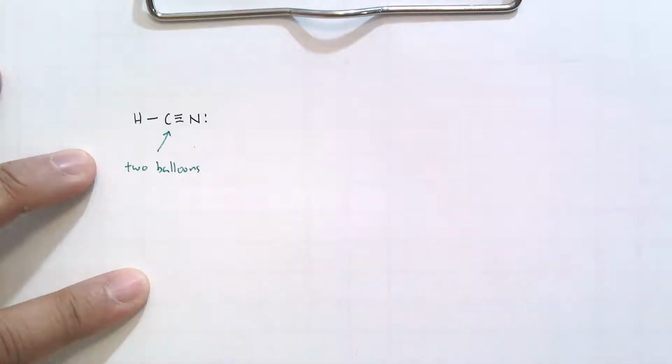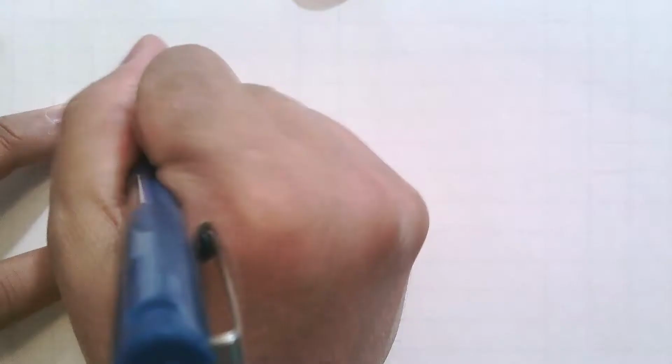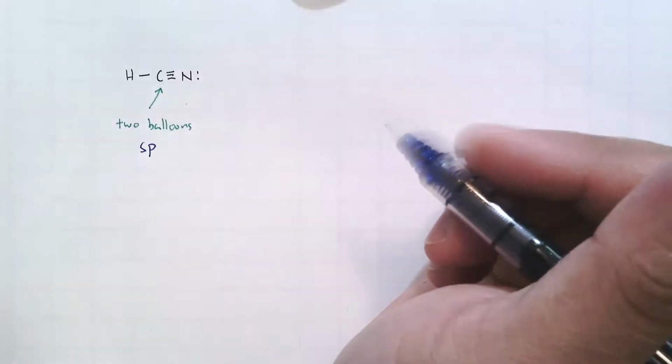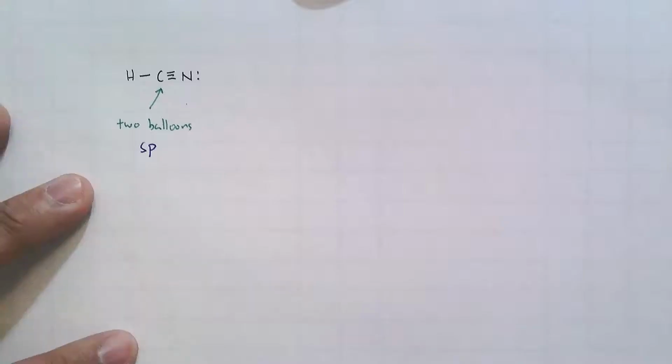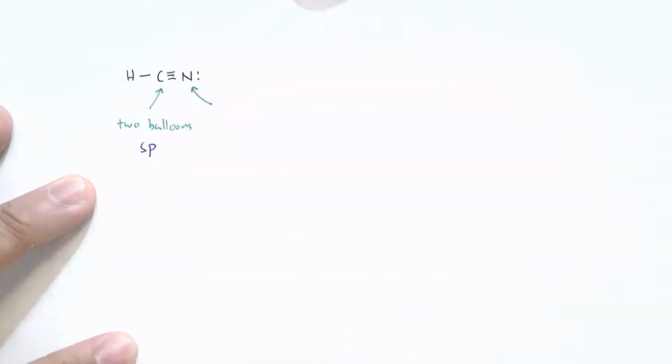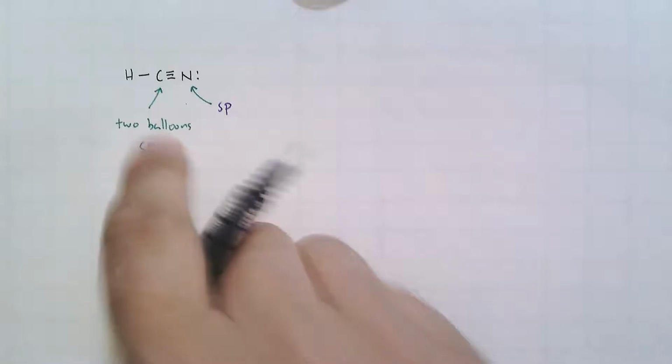So hence, we have a new type of hybridization that we have not seen yet. sp. 1, 2. What about this nitrogen right here? That nitrogen has 2 balloons as well. Okay. Those 2 atoms being connected with a triple bond, they're both sp.